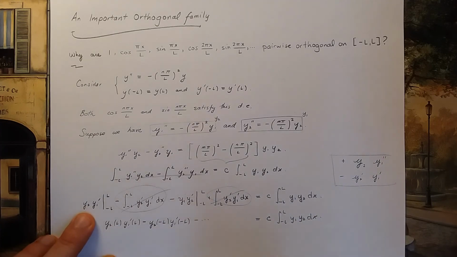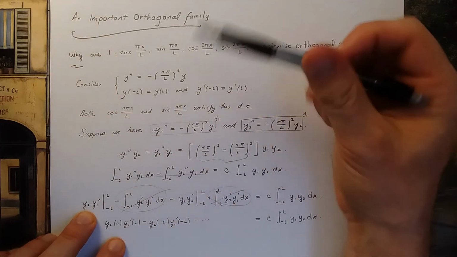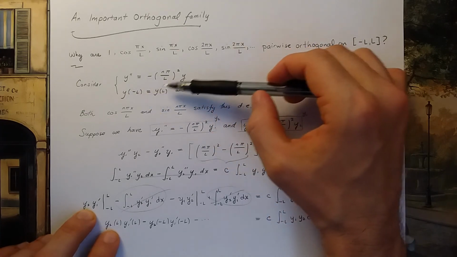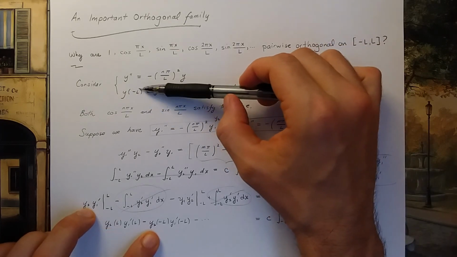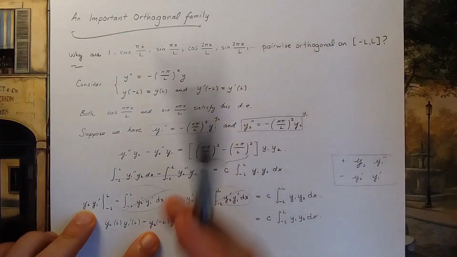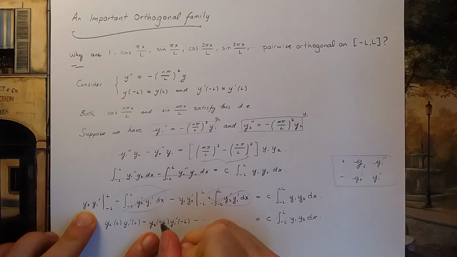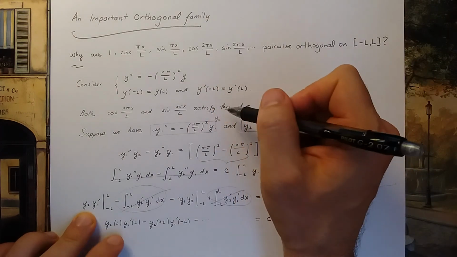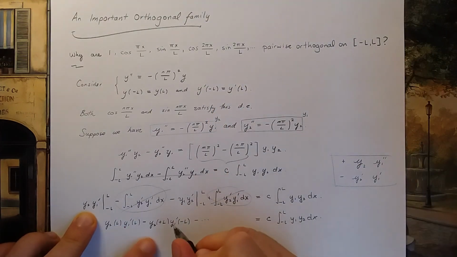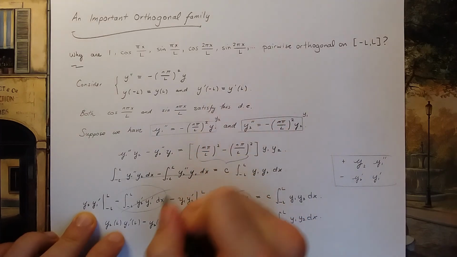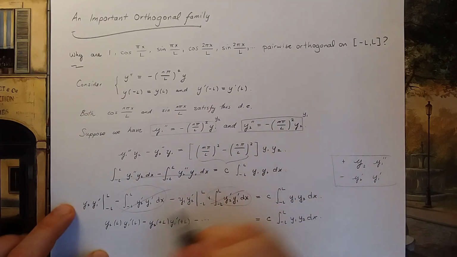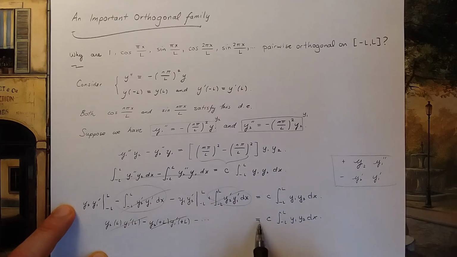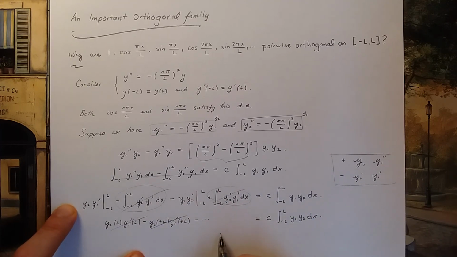But if you use these conditions up here, they say that y2 of L is the same as y2 of negative L. So this could be turned into a plus. And similarly, this second condition says the same property holds for the derivative. So y1 prime of negative L is the same as y1 prime of L. That could be turned into a plus, and these cancel. So in other words, this whole side here is 0.